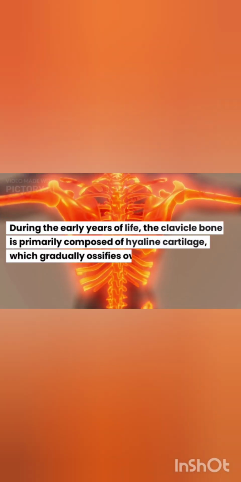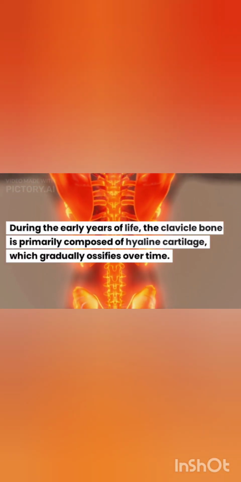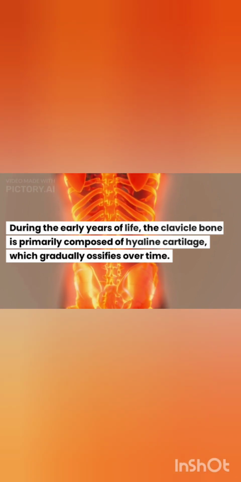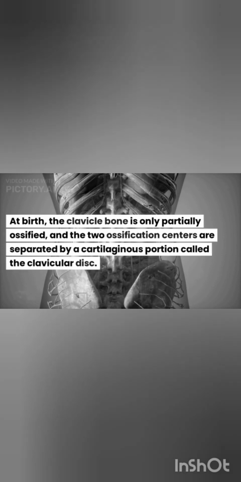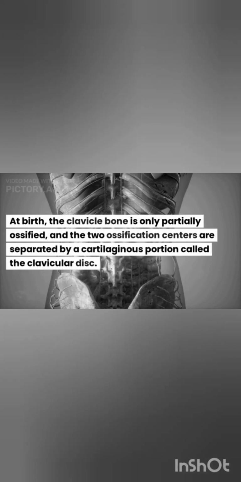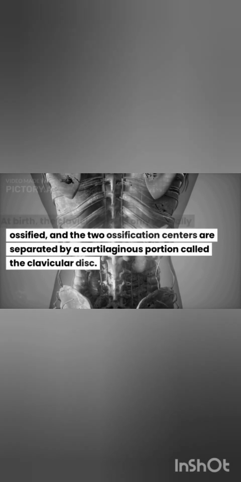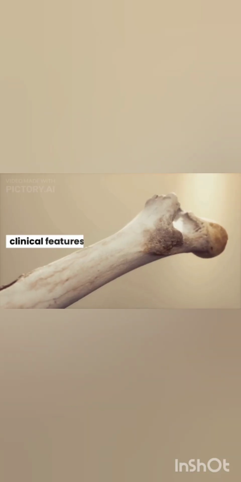During the early years of life, the clavicle bone is primarily composed of hyaline cartilage, which gradually ossifies over time. At birth, the clavicle bone is only partially ossified, and the 2 ossification centers are separated by a cartilaginous portion called the clavicular disc. Clinical features.